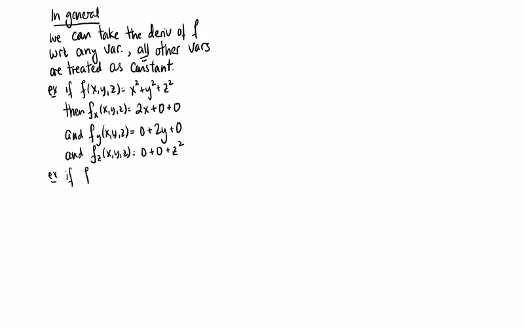So another example, if we have f of x, y, let's say, is x times y. Then if we do f sub x of x, y, now x is the variable, y is the constant. So you could think of this as like x times 5 or x times 7. So the derivative of x times 5 is 5. The derivative of x times 7 is 7. So the derivative of x times y is y. And the derivative of f sub y, now x is the constant. This is just that constant.